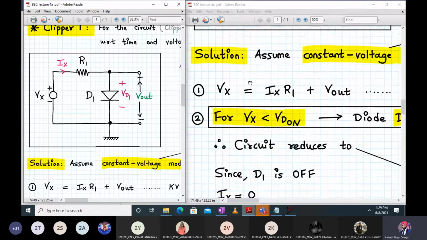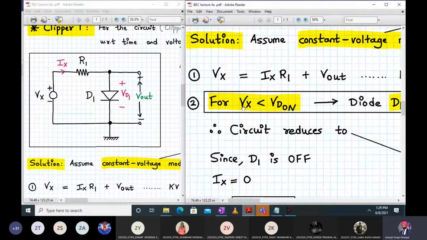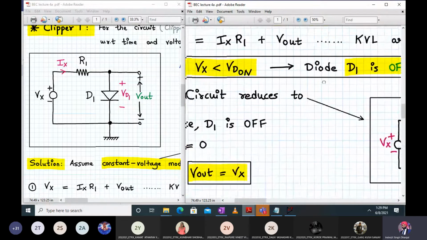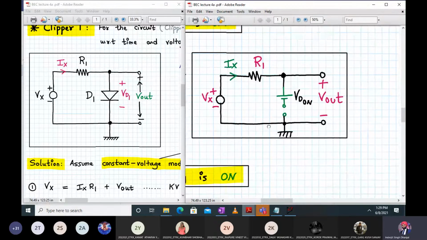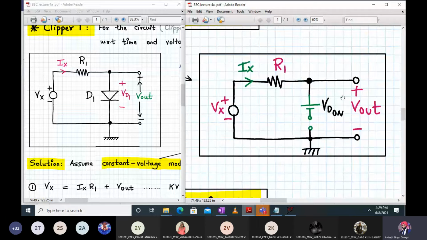So now can we say that for Vx value less than Vd on, my diode is off? Easily I can say that, right? And if my diode is off, what we have to do? We have to replace it by its equivalent circuit, its model basically. So this is my diode model. So I will replace this diode.